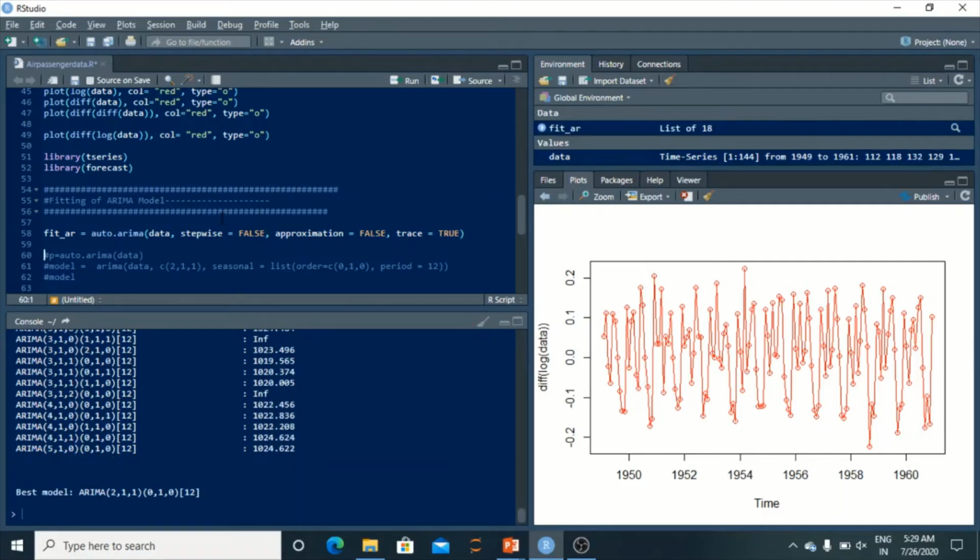It's still running and checking. Okay, the best model is (2,1,1)(0,1,0)[12].